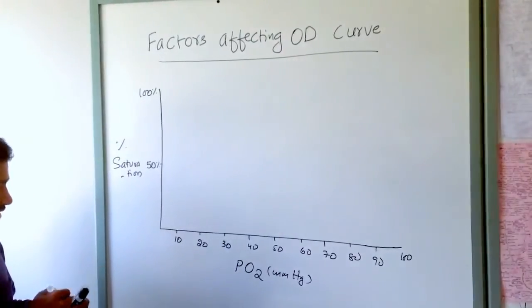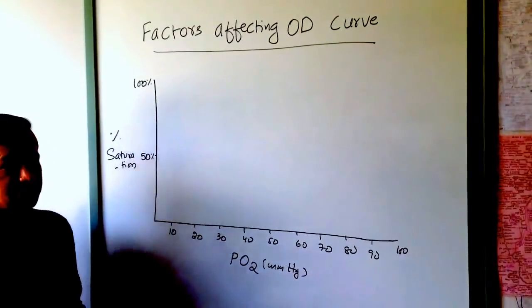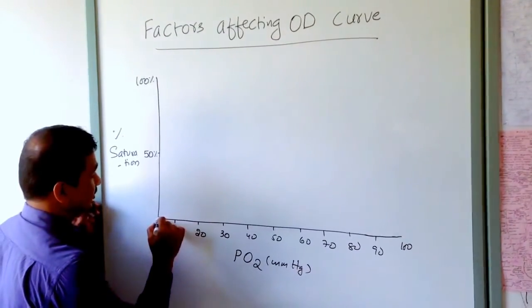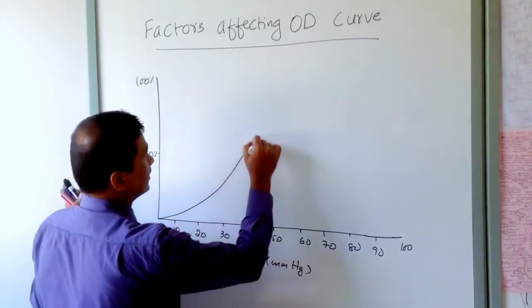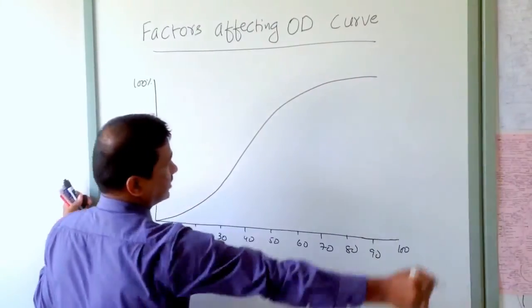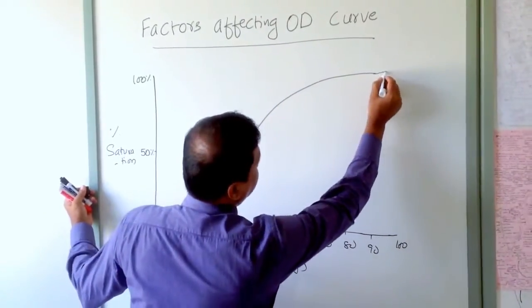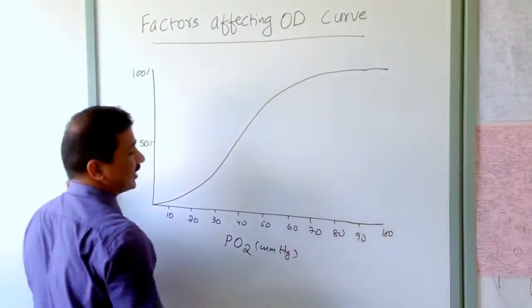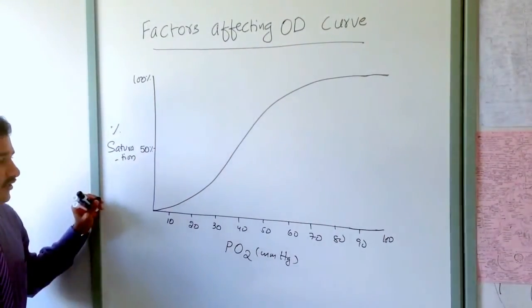We all know that our oxygen dissociation curve is a classic sigmoidal curve, so I am drawing that here. This is the sigmoidal curve, oxygen dissociation curve. So basically it reaches this plateau stage when it is reaching 90 to 100 millimeter of Hg.